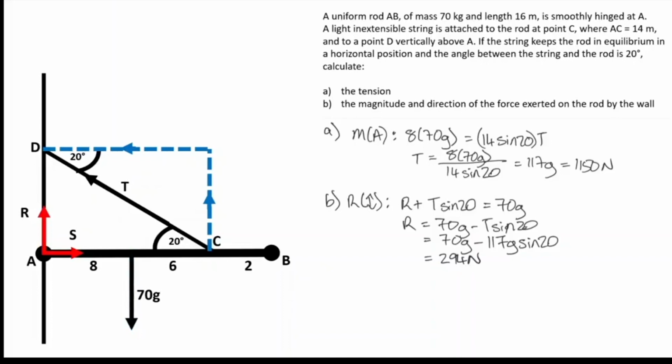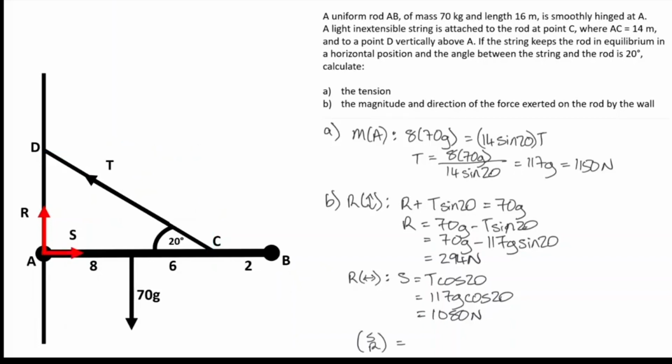Okay, can we find S? A similar way, there are only two horizontal components though, S and this horizontal component. We can say that S equals t cosine 20. And once again, we substitute for the value of t we'd already found. S is going to equal 1080 newtons.